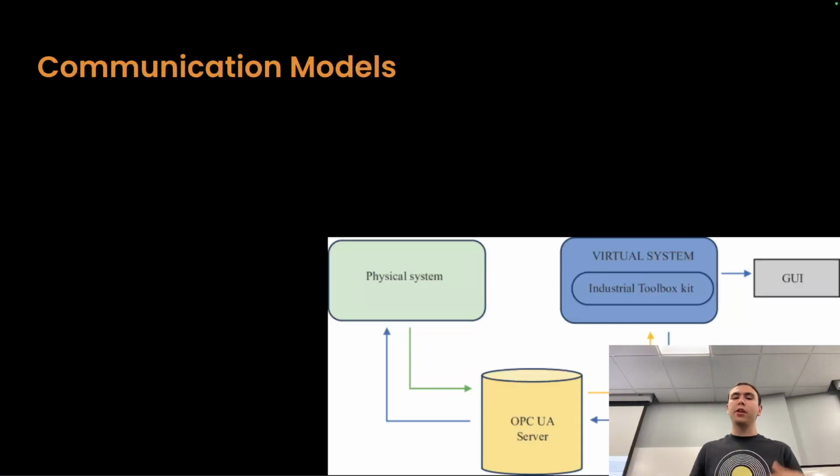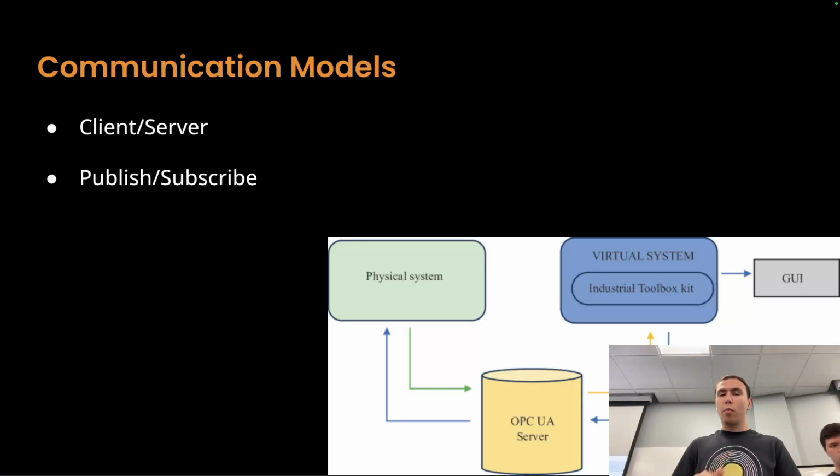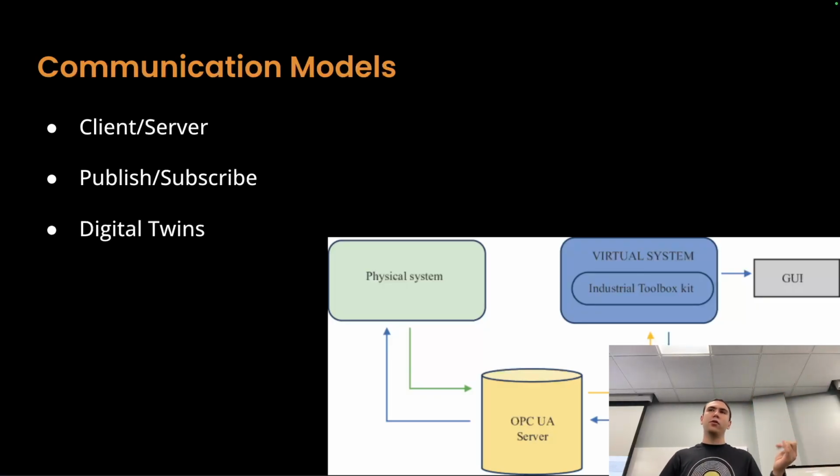And so the communication model that it defines is that it can be client server or publish subscribe, because it can be running on TCP, it can be running on MQTT. It doesn't really matter because essentially what it does is it allows you to create digital twins. I'm jumping ahead of myself here. So it allows you to create digital twins. That's kind of what this image here is right here.